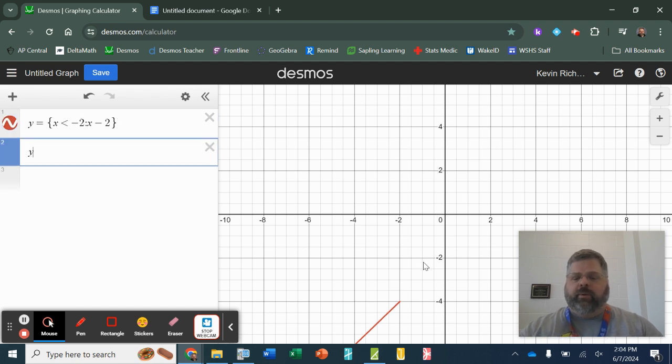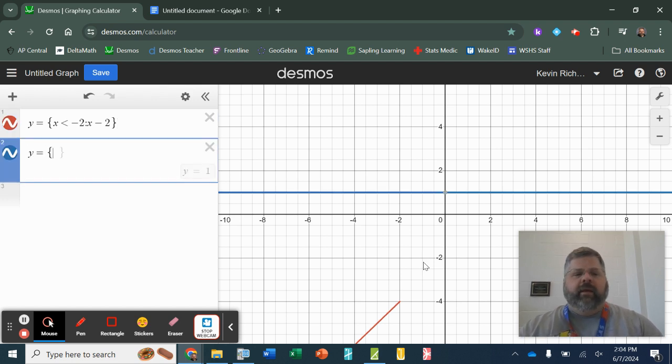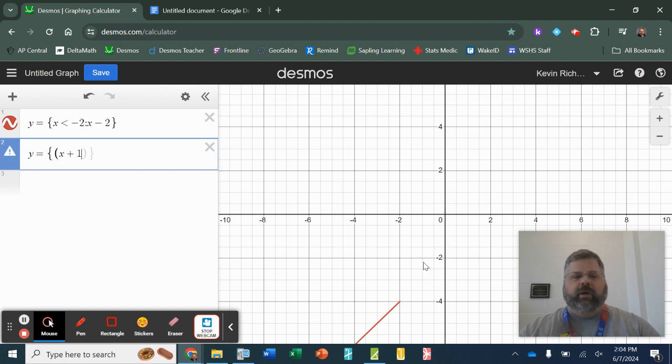Then I'm going to press enter and enter the second function, which was x plus 1 squared. Oops, sorry, see, even I did it. I forgot to put the condition or the subdomain in first. So here this has to be x is greater than or equal to -2. And now I'm telling it x plus 1 squared.